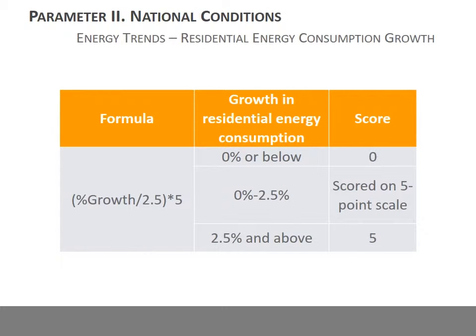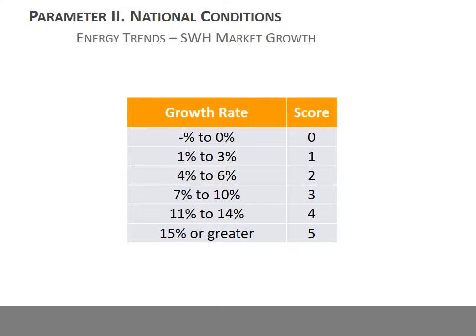Residential energy consumption growth rates of 0% or below are scored as a 0. Consumption growth between 0 and 2.5% is adjusted to a score on a 5-point scale. Consumption growth above 2.5% is also scored as a 5. Solar water heating market growth is important for benchmarking the speed and state of market development.